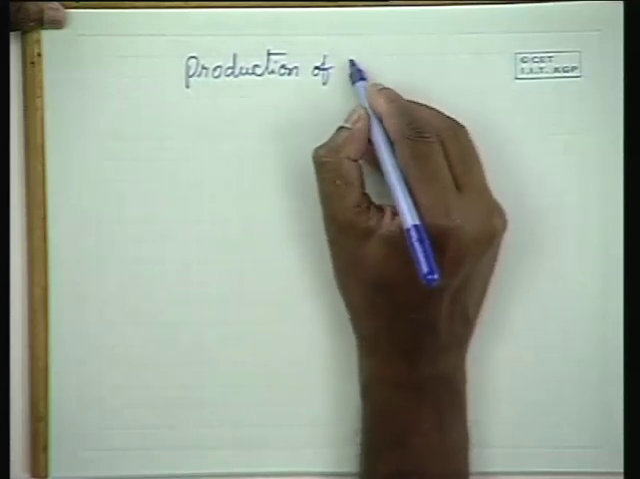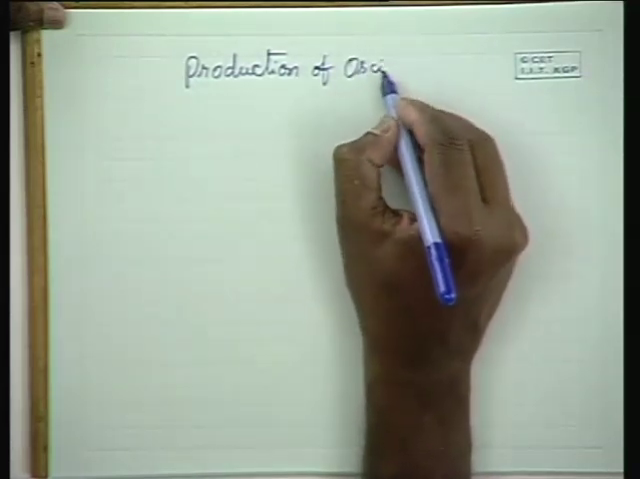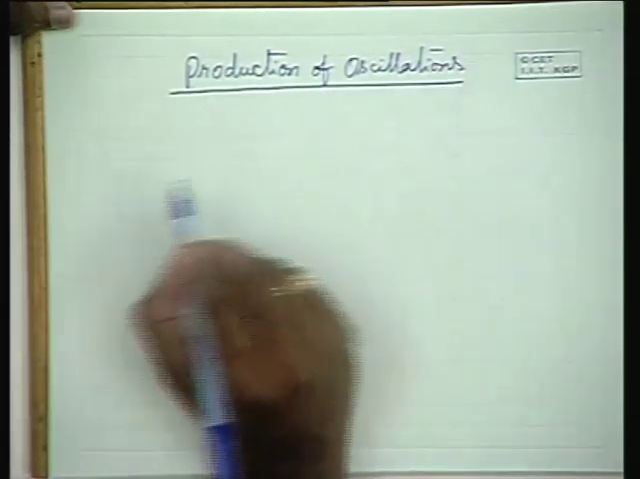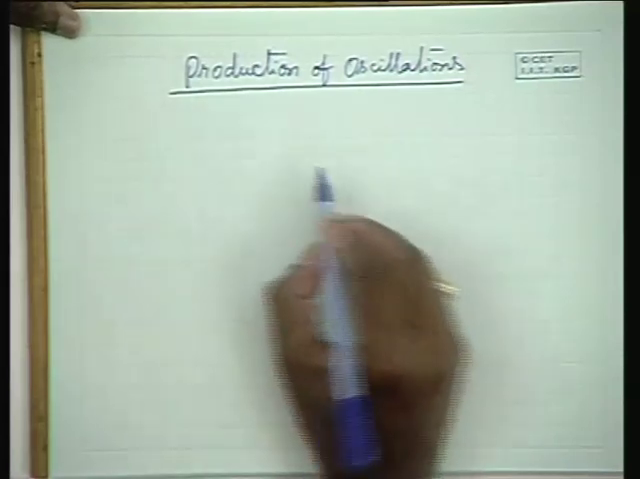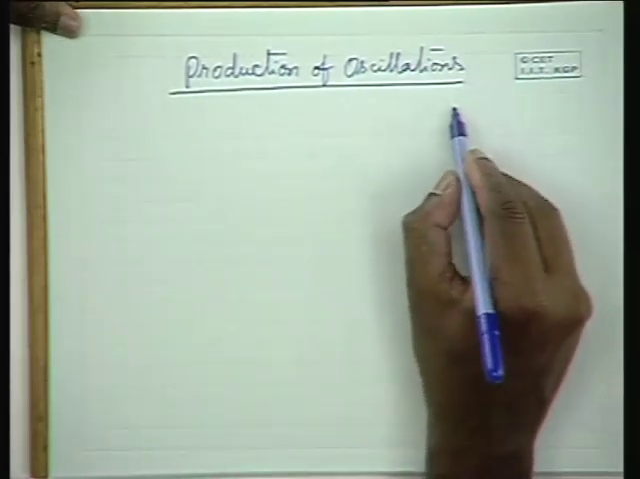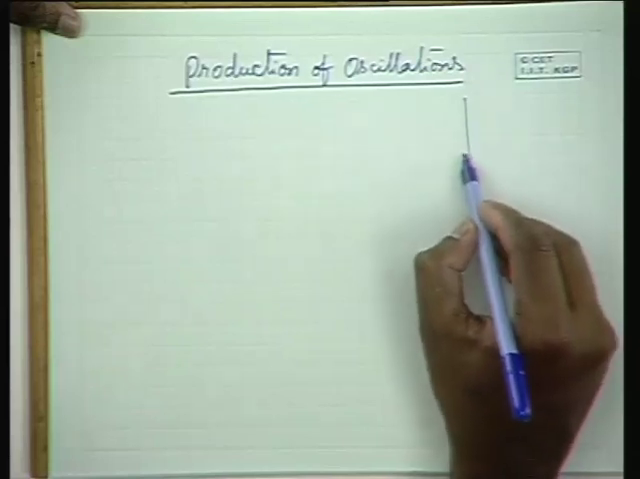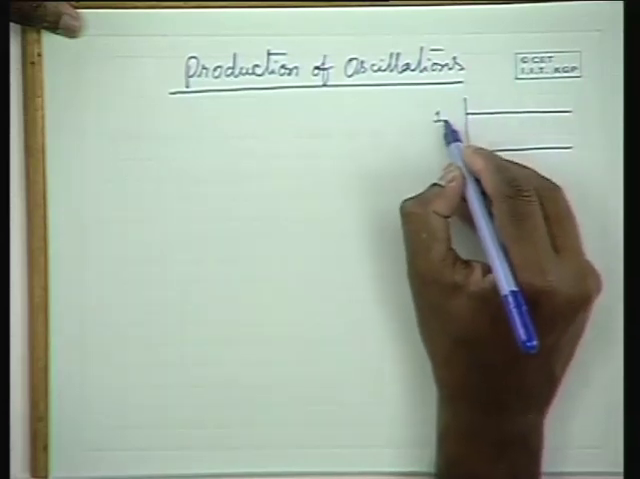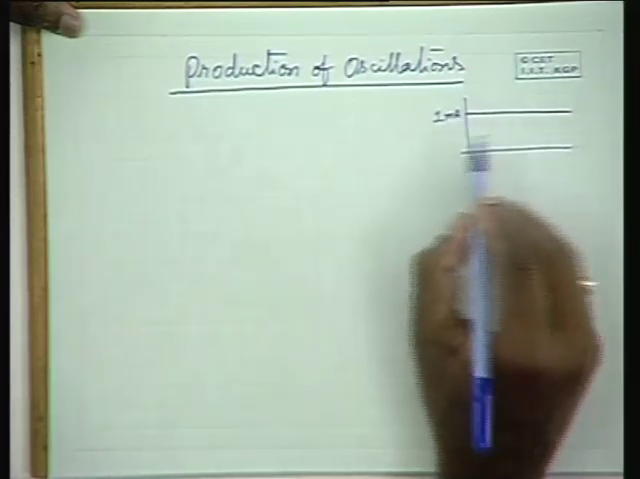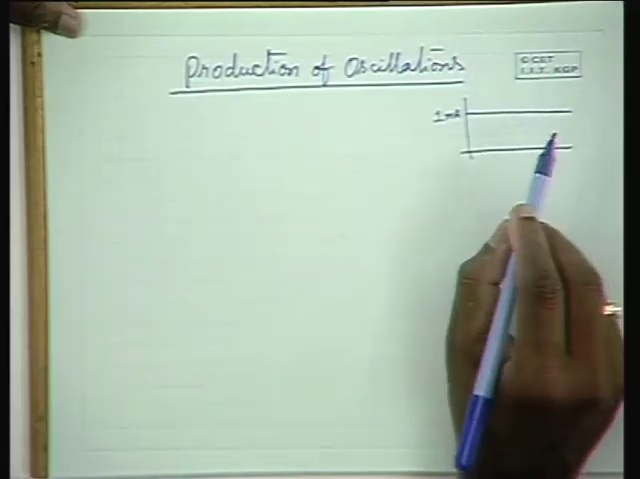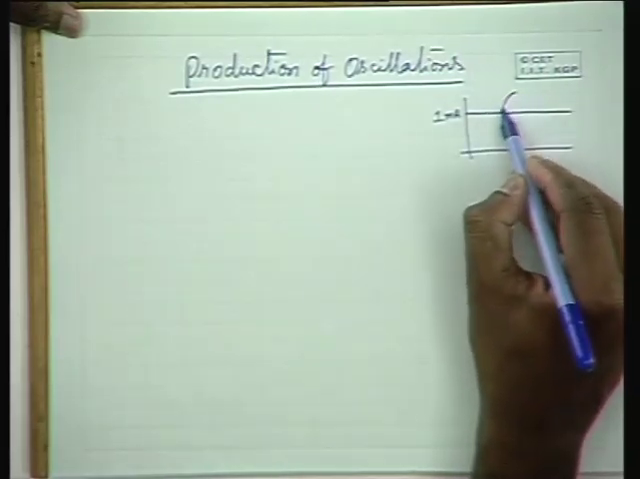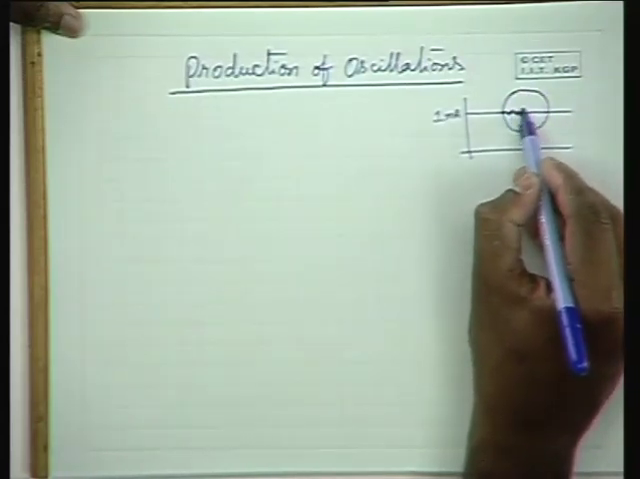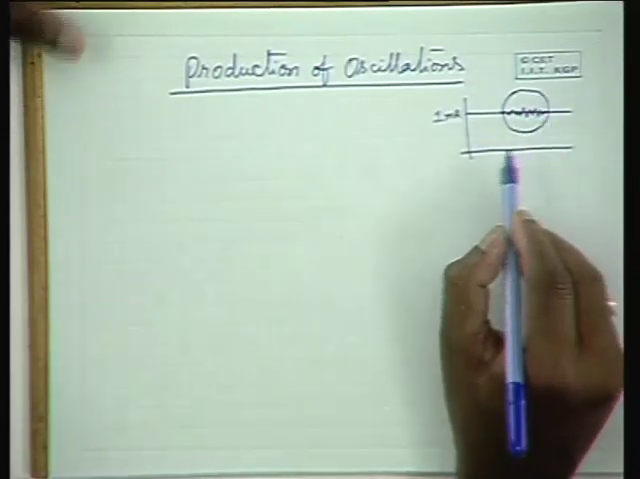Initiation of oscillations, or production of oscillations. If you look at the collector current of an amplifier, say the amplifier is designed to produce 1 milliampere of collector current. So a collector current looks like this. But if you really look at it microscopically, you will find that there is fine, noisy variation in the collector current.